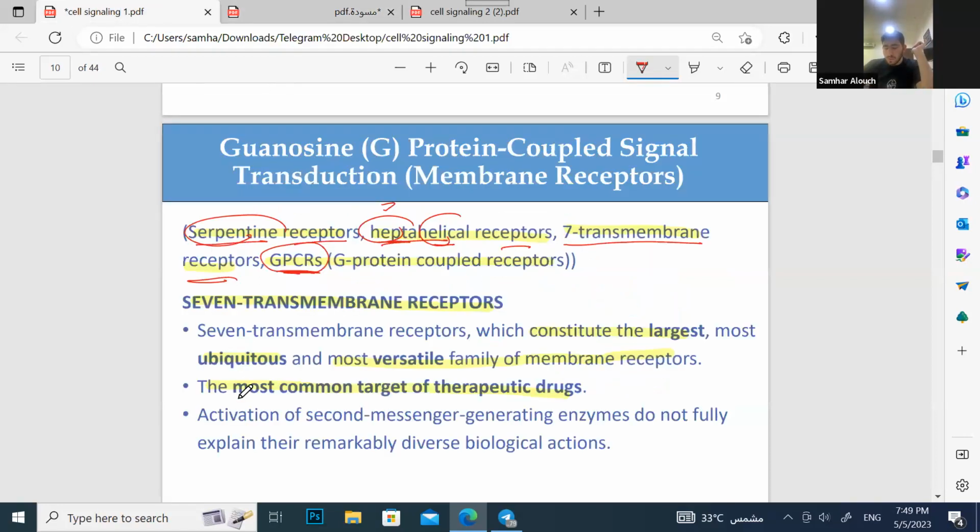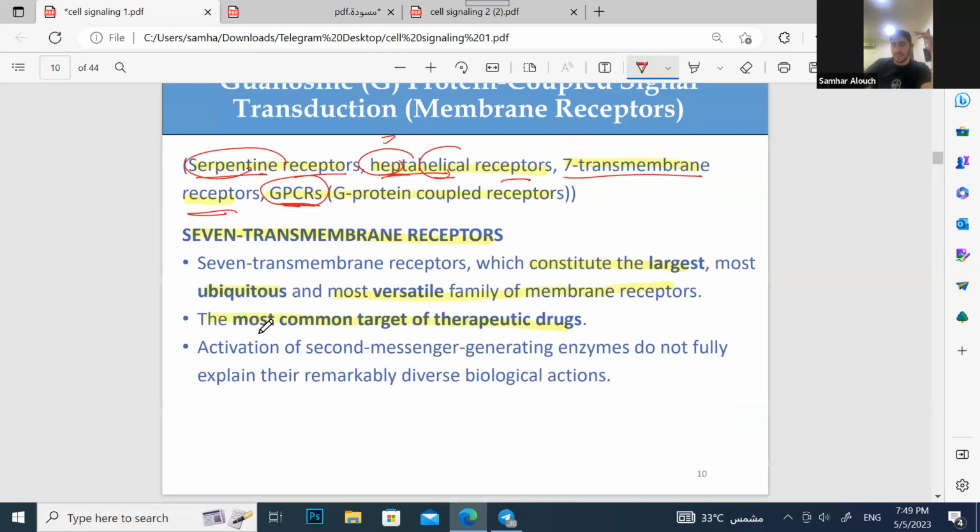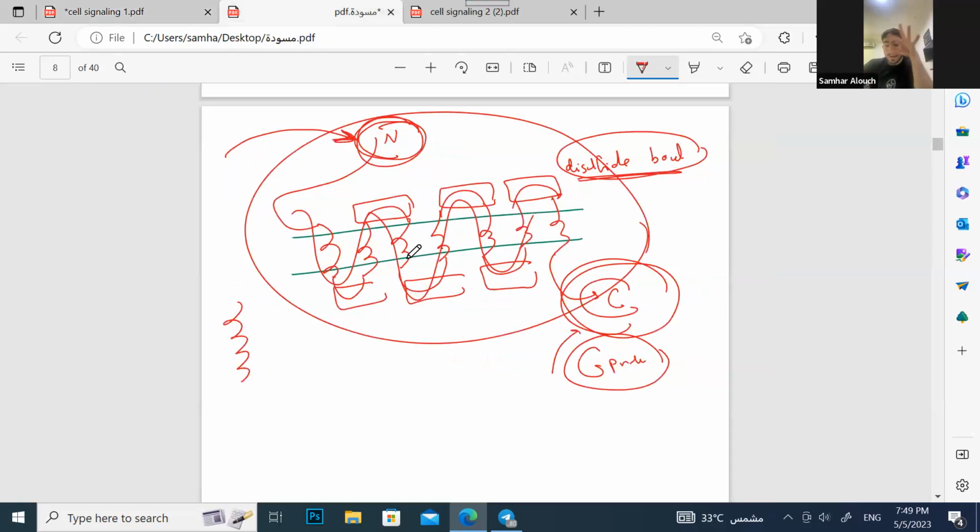Okay, so now let's take some details about it. It's 7 transmembrane receptor. It is the largest, most ubiquitous, and most versatile family of membrane receptors. This whole thing means that this receptor can bind to many ligands and cause several effects, okay? And these effects are different than each other. So the G protein coupled receptor can bind to many ligands and cause many effects, okay? And that's what these lines mean.